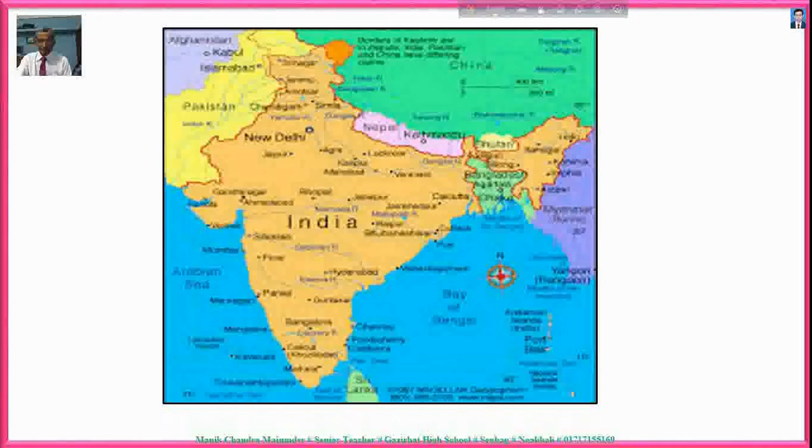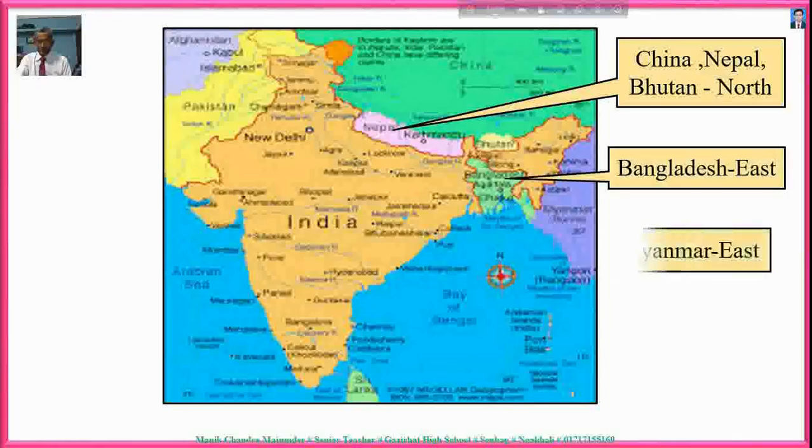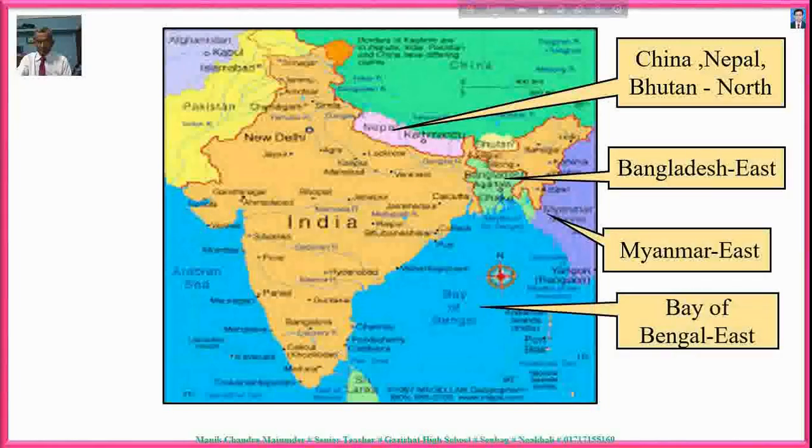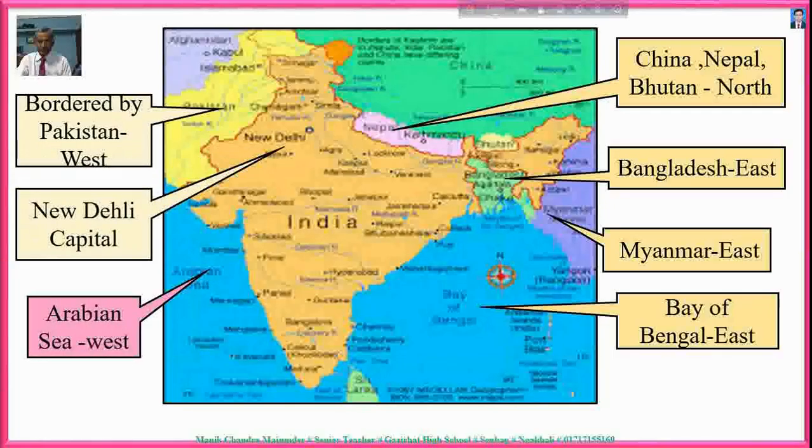Learners, there is a map. In the map, we can see India is bounded by China, Nepal, Bhutan to the north, Bangladesh, Myanmar, Bay of Bengal to the east, Pakistan to the west, Arabian Sea to the west, and this is the location of New Delhi, the capital of India.